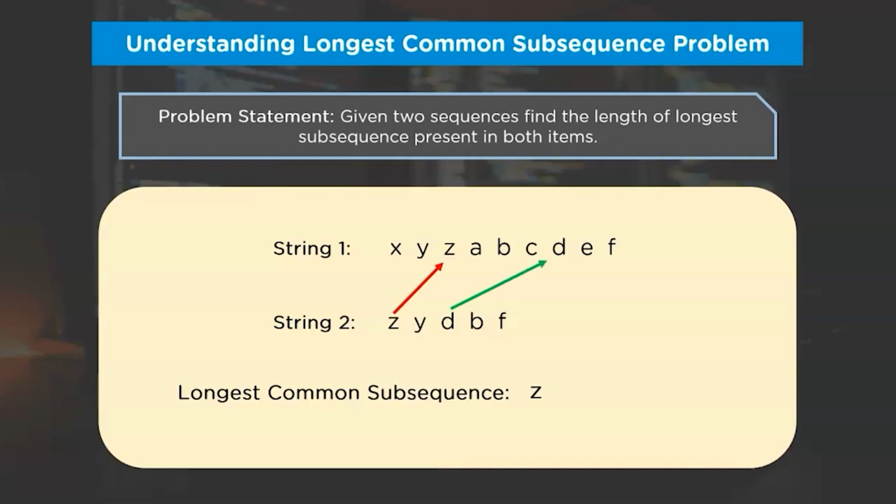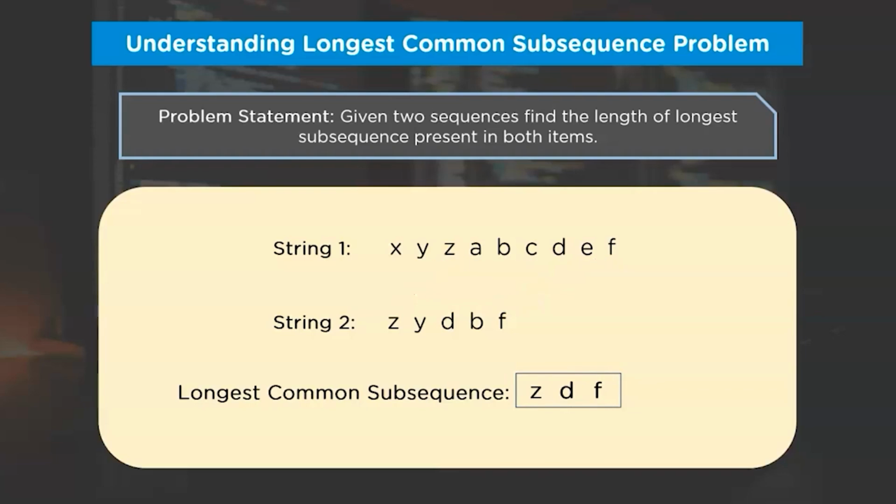That character is D. And D is not intersecting with any other character, hence we'll add it to our LCS string. Now, the next character B is also there in string 1, but we cannot insert it in our LCS string as it intersects with the mapping line of character D. Thus, we'll discard this character. The next character F can be added to our LCS string as it does not intersect with any other mapping line. So, the first LCS sequence will be ZDF.